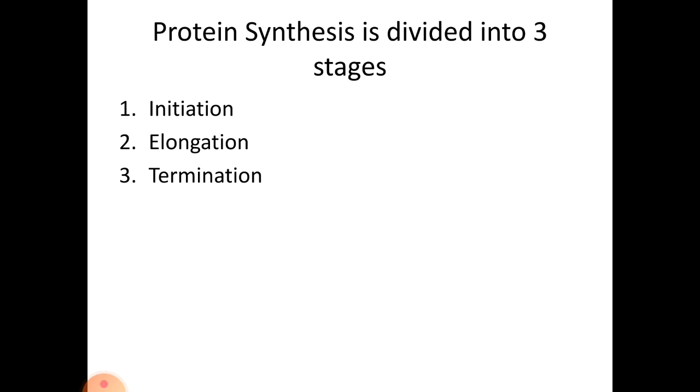Protein synthesis can be divided into three stages, namely initiation, elongation, and termination. The main features of initiation steps are binding of mRNA to the ribosome, selection of initiation codon, and binding of charged tRNA bearing the first amino acid, namely methionine or formyl methionine.